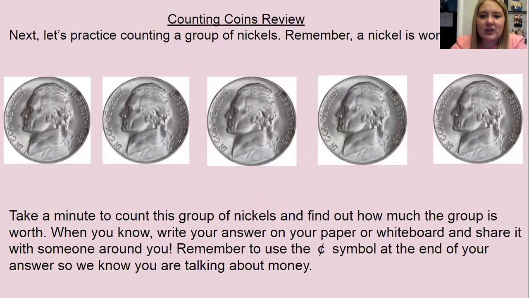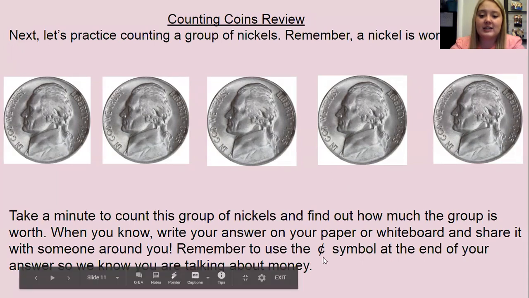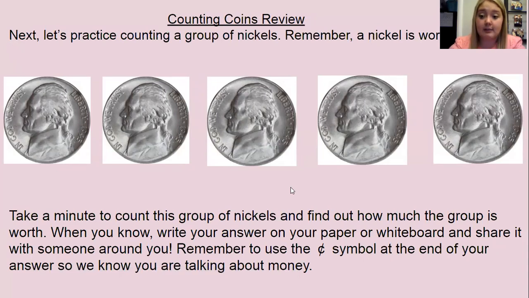Next, we're going to practice counting these nickels. Remember, how much is a nickel worth? 5 cents. So when you count these nickels, you can count by fives. Again, I'm sorry if this one is kind of hidden by my face. But there's just one nickel here though. So take a minute, count this group of nickels. Remember, you can count by fives to find out how much this group is worth. When you know your answer, write it on your paper or your whiteboard and share it with a friend around you. Remember, we're going to put our cent symbol after the number of how much these nickels are worth. So everybody knows we are talking about money. So go ahead and do that now.